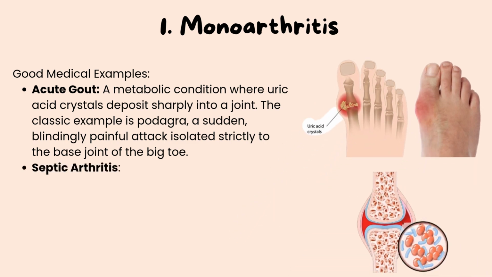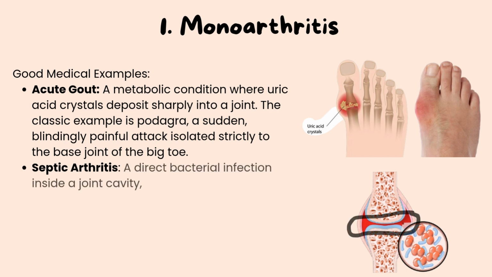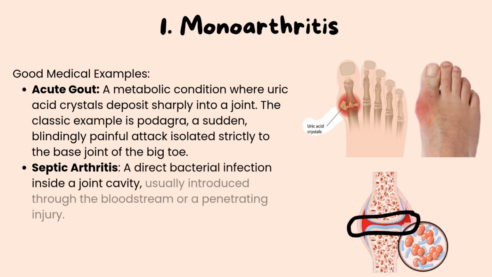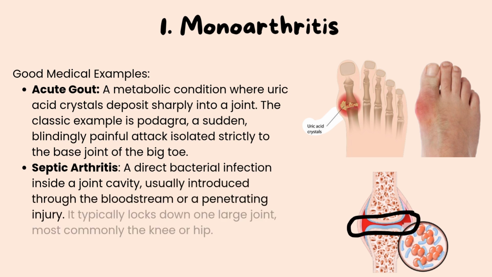Second example is septic arthritis. It is a direct bacterial infection inside a joint cavity, usually introduced through the bloodstream or a penetrating injury. It typically locks down one large joint, most commonly the knee or hip.